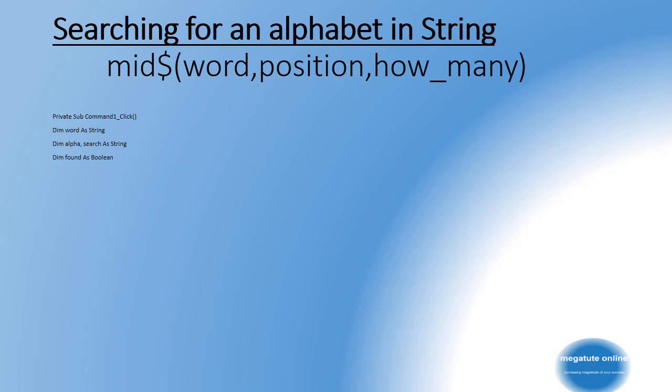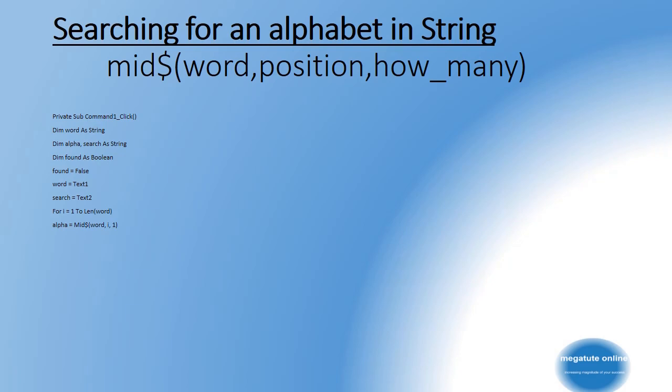Now we have taken a variable found also here, which is of type boolean, and boolean you understand takes true or false or yes or no. So we are assuming that the search letter you are looking for is not found. So initially we store found equals false, and then word we are storing from text1. Then from text2 we take the search, the alphabet you want to search. Then again you will run a loop from 1 to len word. Same way you will extract mid word I comma 1, that is one letter at a time.